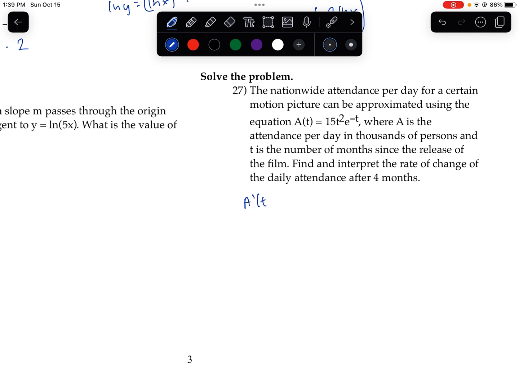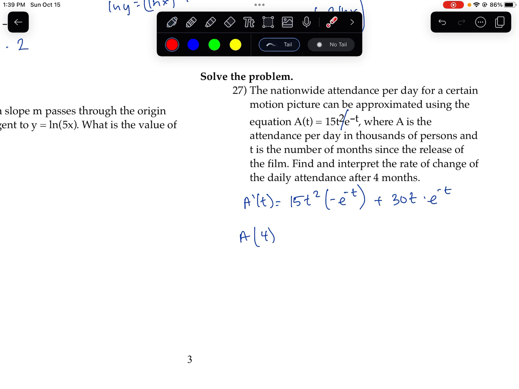So A prime of t would be equal to, I'm going to need the product rule because I have two functions of t. I'll do the first times the derivative of the second, which would be negative e to the negative t, negative 1 because of the chain rule, plus the derivative of the first, which would be 30t, times the second. Then really no need to simplify. I'm just going to go ahead and plug in 4 months. Where A is the attendance per day in thousands of persons, and t is the time in months.